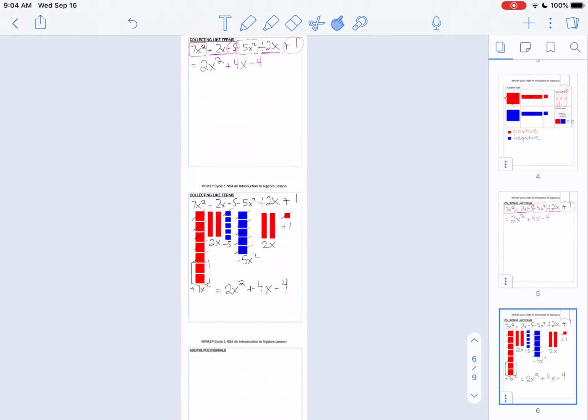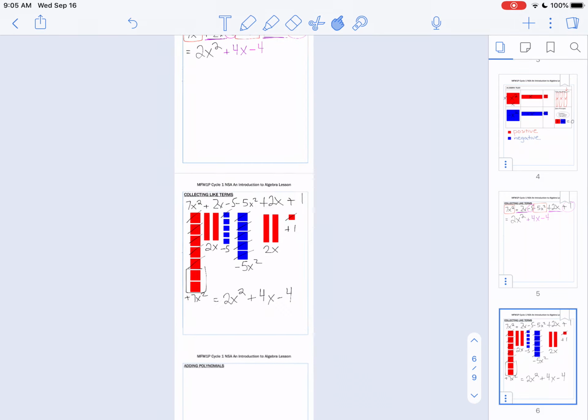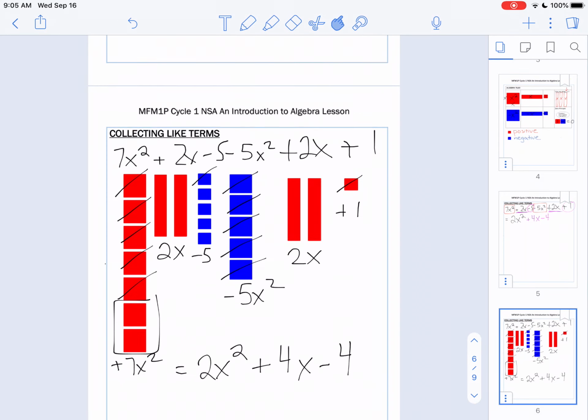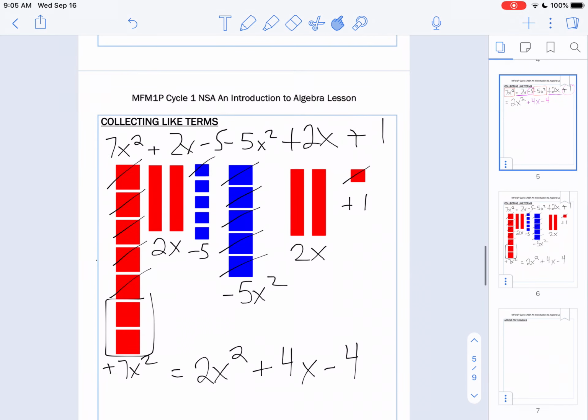Hopefully when we check our answer, we get the same result. So you can either use algebra tiles or you can work on highlighting pairs of like terms and collecting them together.